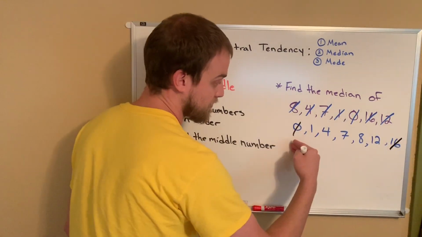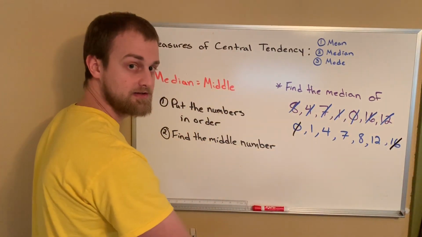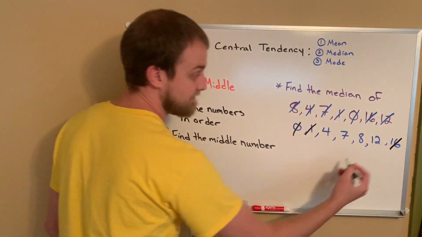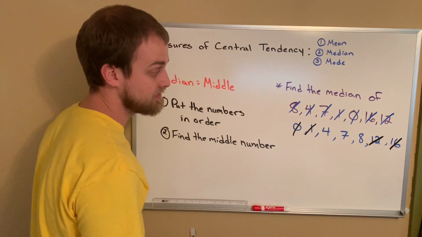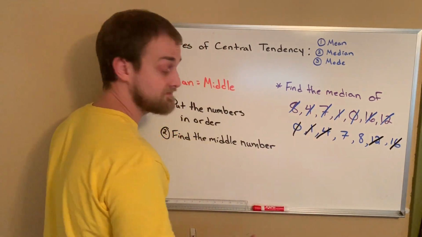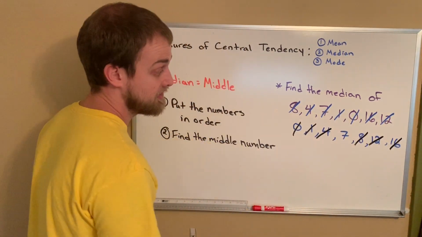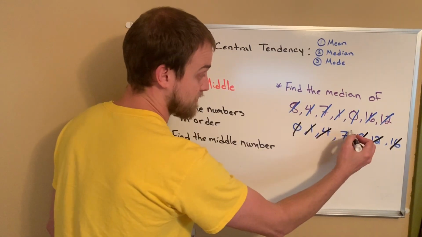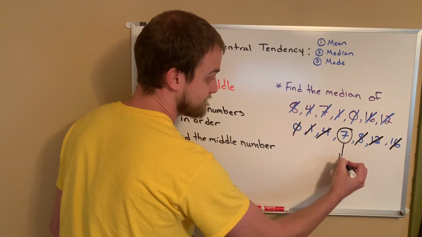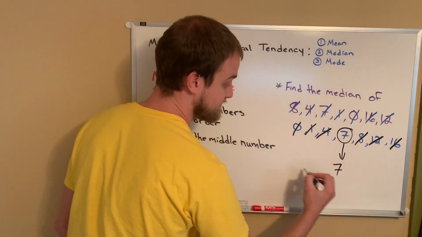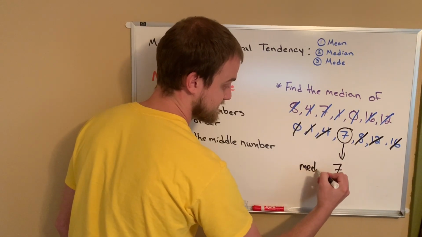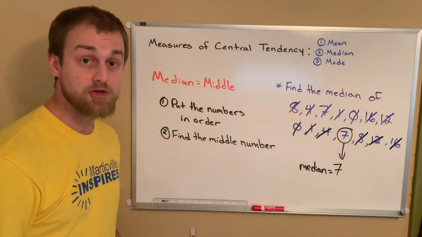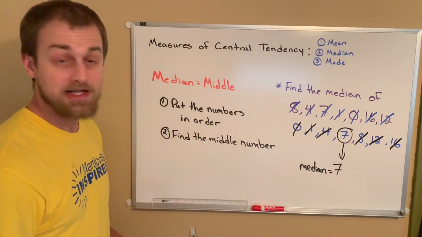Notice that I have 1 crossed out on the left and 1 crossed out on the right. And I'm going to keep doing this until I find the middle. 1 crossed out on the left, 1 crossed out on the right. 1 crossed out on the left, 1 crossed out on the right. Notice that there's no room for me to do that anymore, and there's one number sitting right in the middle of my data set. This number, 7, is my median. It is the number that is exactly value-wise in the middle of my data set.